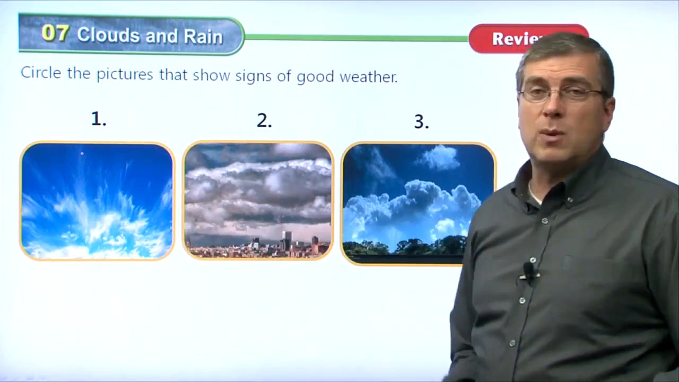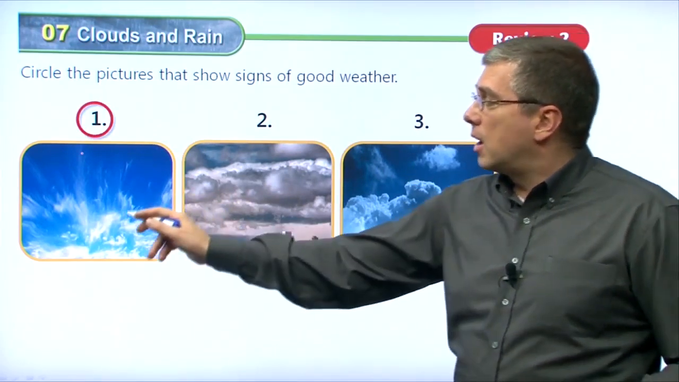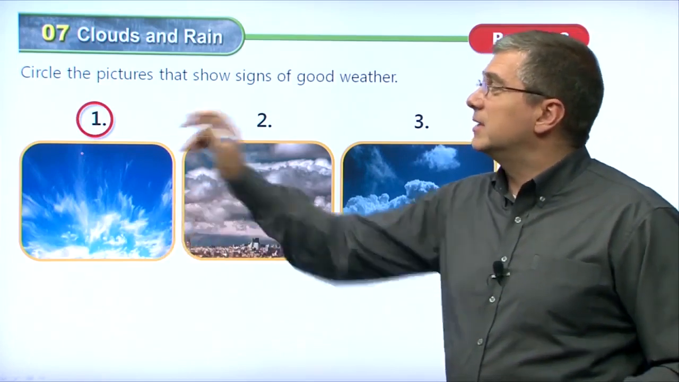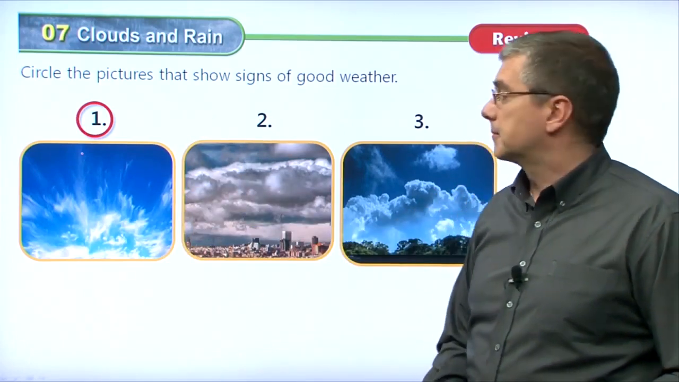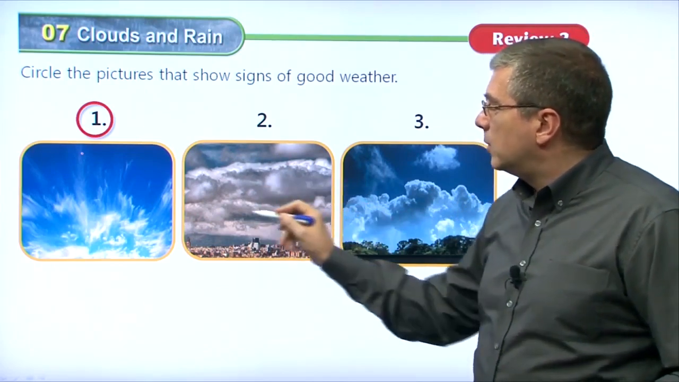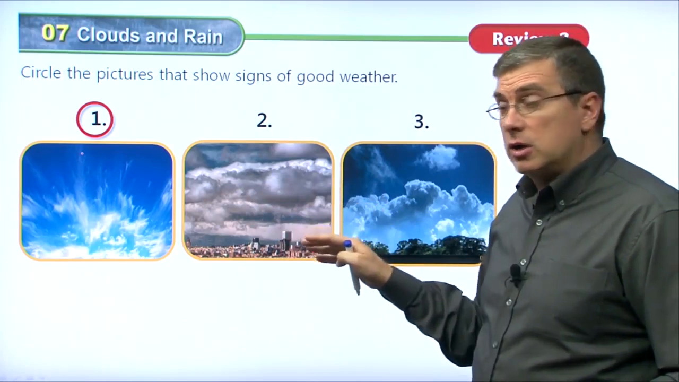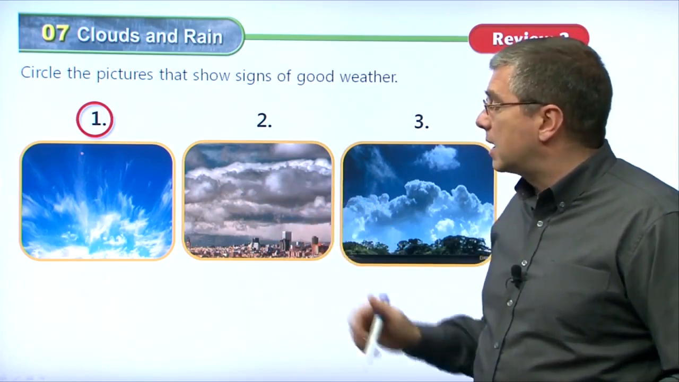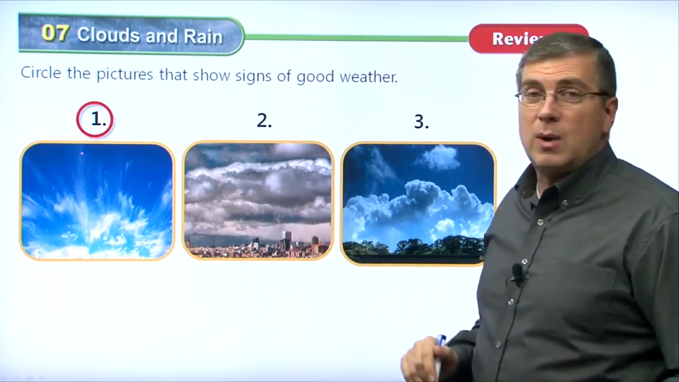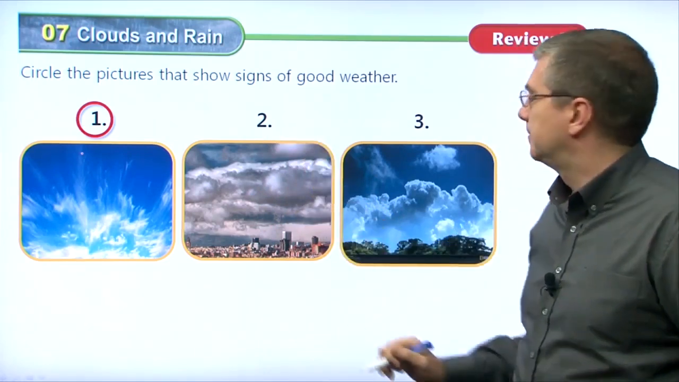So is this a sign of good weather? You bet. It is a sign of good weather. Thin and feathery clouds is a sign of good weather. In the second picture, what do you think here? What are these clouds? How do we describe these clouds? They're kind of low and they're dark, right? So low and dark are gray clouds. Is that a sign of good weather? No, that is not good weather. So we don't circle this one.